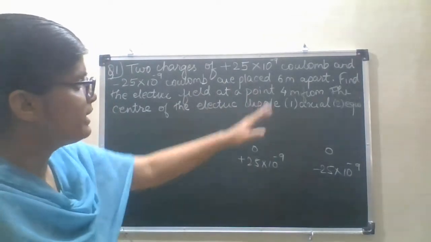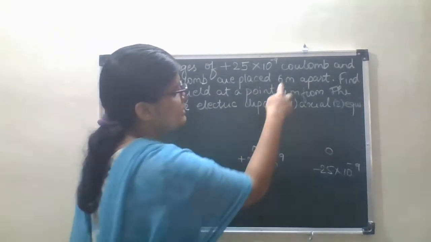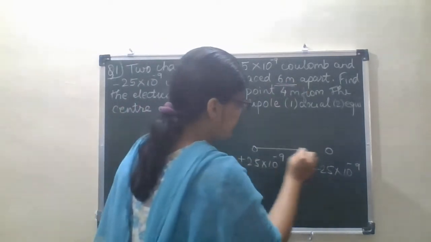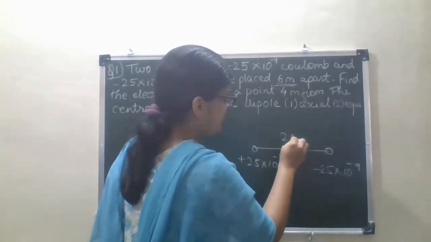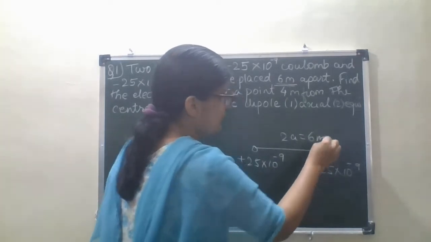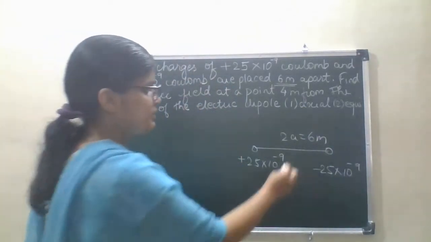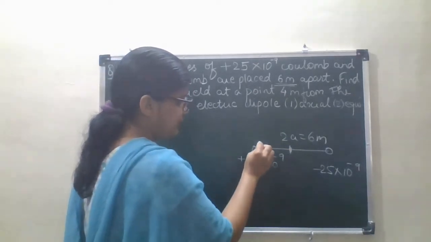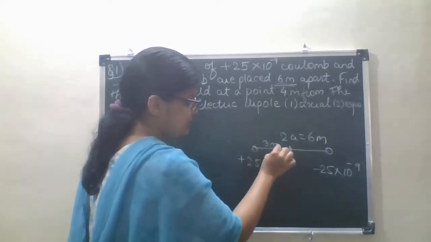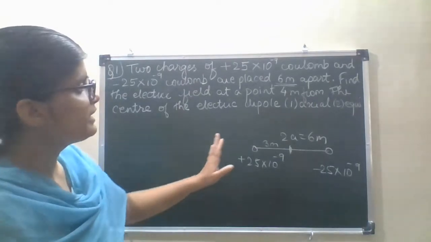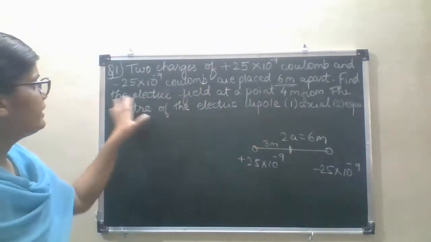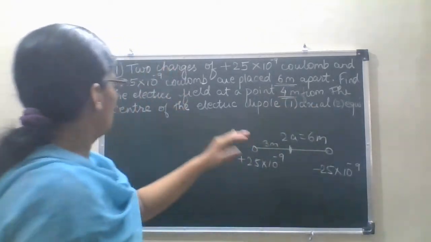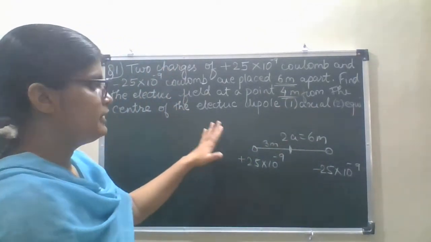Next, they are placed 6 meter apart from each other. Means the entire distance, which is twice a, is 6 meter, so the value of a will be 3 meter. Then next, they are trying to say, find the electric field at a point 4 meter from the center of the electric dipole.